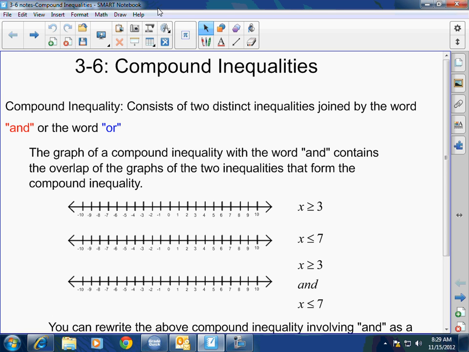The good news, the great news, is that all the skills are the same for solving. The bad news, if you don't know how to do those skills, you're going to have a little bit of a problem. So let's talk about the two different types of compound inequalities we can have. You can have what's called the AND inequality, or you can have what's called an OR inequality. AND, or, the word OR.